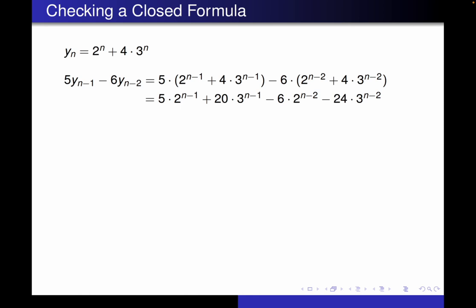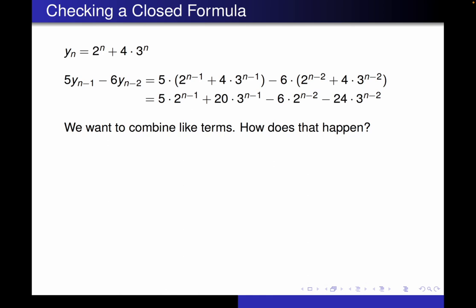All right. Well, at this point, what we'd like to do is combine like terms, but there aren't any. There are some that are close, right? You have a 2 to the n minus 1 and a 2 to the n minus 2. Those are almost like terms. And you have a 3 to the n minus 1 and a 3 to the n minus 2. Those are also almost like terms. So how are we going to combine like terms if we don't have them? Well, we're going to have to make some algebraic adjustments so that some like terms appear. And when I say appear, not just by magic, but by legitimate computations.